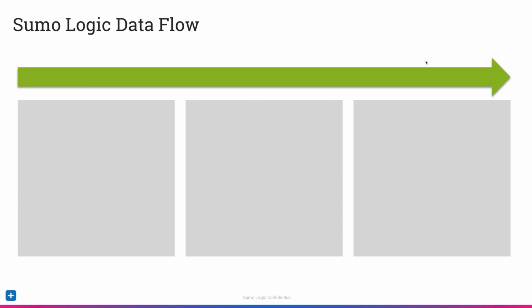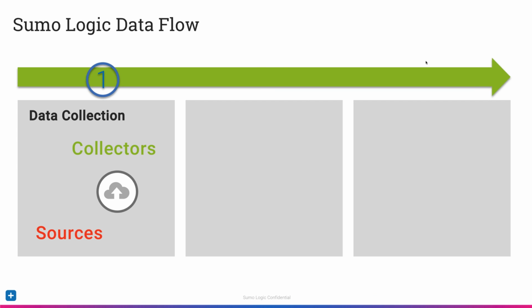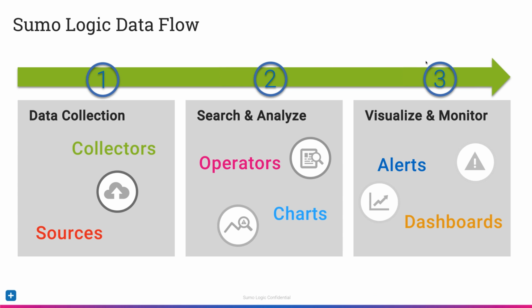So with no further ado, let me jump into the 30,000 foot view of how data flows into Sumo Logic. So first, on your left-hand side, you have data collection. And for the purposes of today and of building dashboards, we're going to assume that this has been done by someone. Someone's already created all the necessary collectors, all the necessary sources, and we have data in our system.